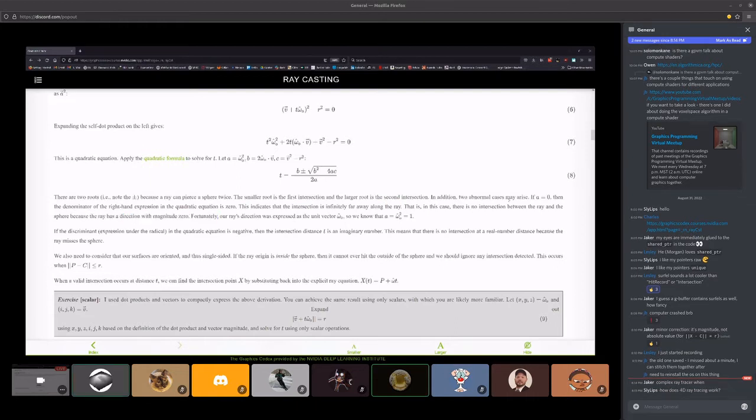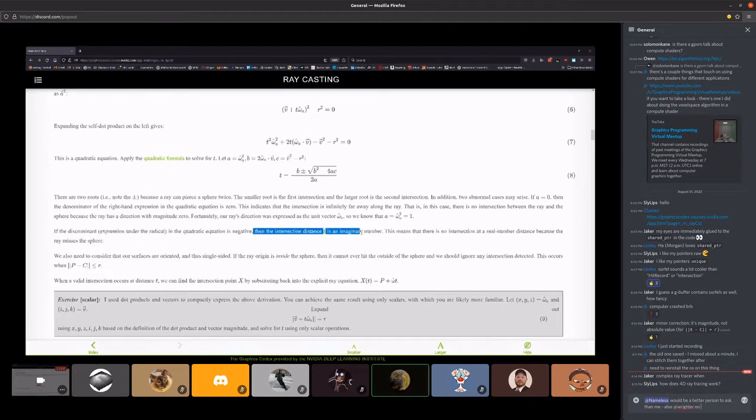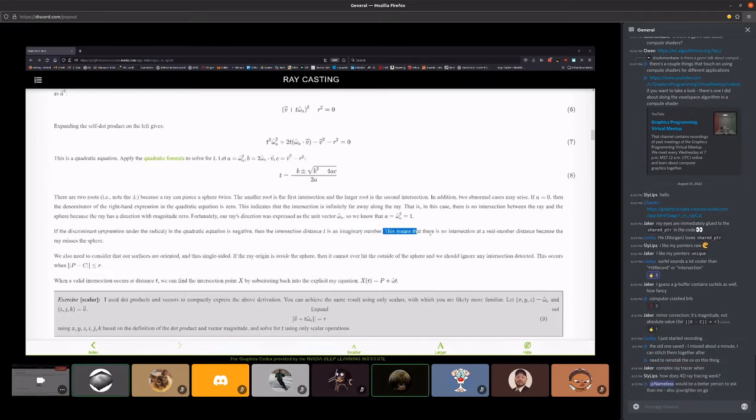So if A equals 0, then the ray does not intersect the sphere. It intersects it at an infinitely far away distance, aka not in the observable universe. So what an interesting thought. Okay. Discriminant is an imaginary number.